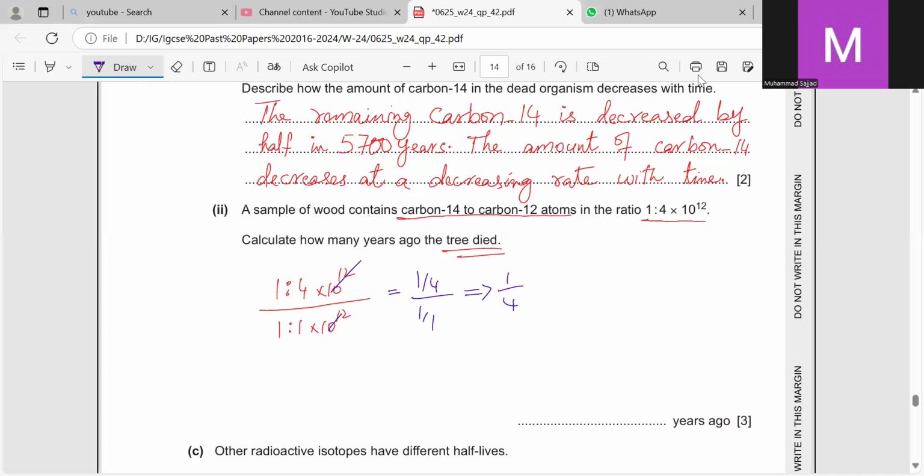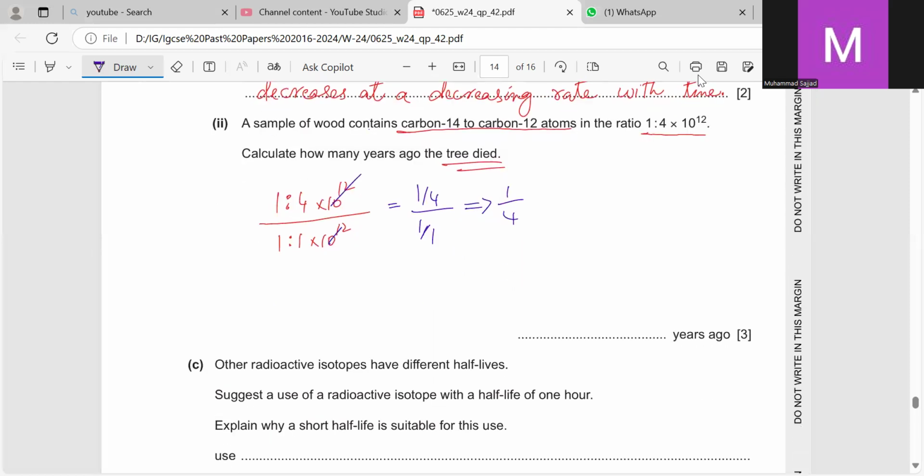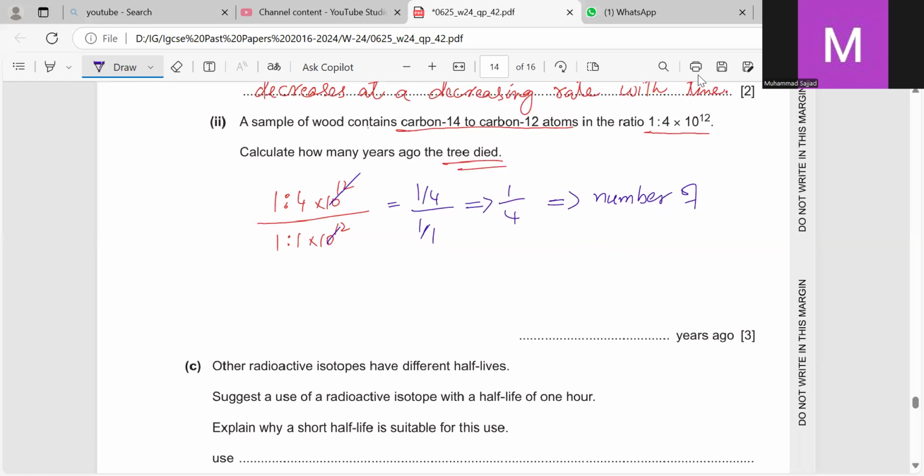As I told you, 100 gram was in the beginning. After one half-life, 50 gram is left, half of the original value. Another half-life is gone. How much is left? 25, because 50 divided by 2 is 25 gram. So what is 25? It is 1 by 4 of original. 1 by 4 of 100 is equal to 25. So how many half-lives? 2. This implies that the number of half-lives is equal to 2.